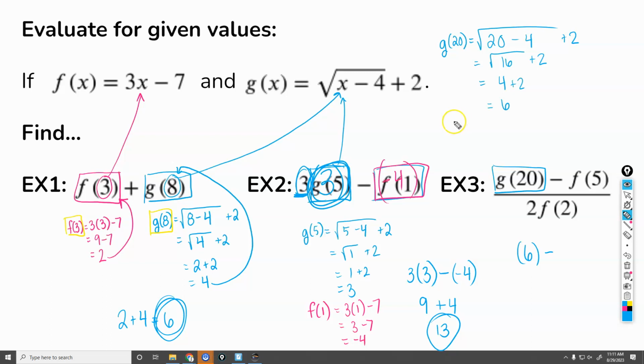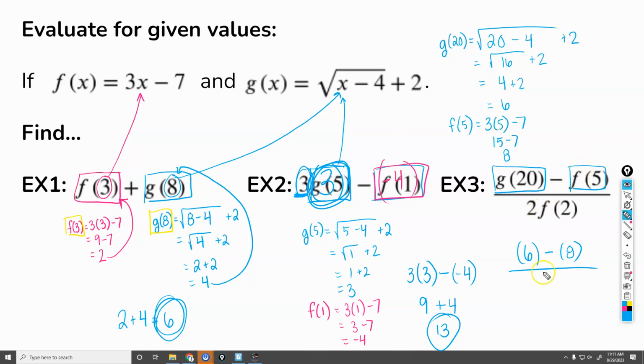All right. F of 5. I would plug 5 into the F equation. So that's 3 times 5 minus 7, so that's 15 minus 7. 15 minus 7 is going to give me 8. Okay? So this number right here is 8. So I have an 8 right there. So far I've got 6 minus 8.